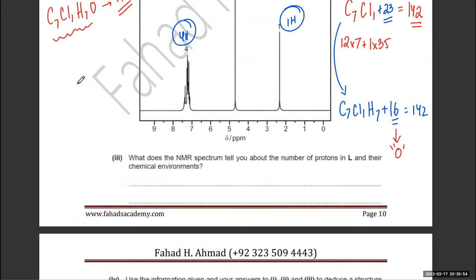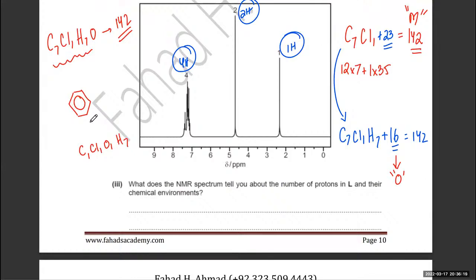I'm going to draw the structures. It's probably going to be, so that is 6 carbon atoms out of the way, right? So what am I left with? I'm left with 1 carbon, right? And 1 Cl, and 1 oxygen, and 7 hydrogens, right? So the 6 carbons can be accounted for in the benzene ring.